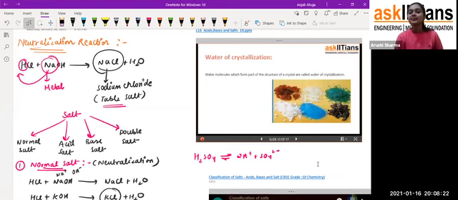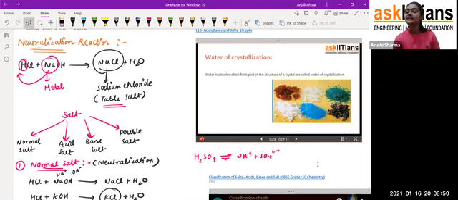See, students, the water of crystallization is a very basic thing, but generally people don't know its correct definition. If I want to ask you one thing: have you ever seen copper sulfate in labs or somewhere like that? So, students, like in this picture, you can see that salts of different colors are present.